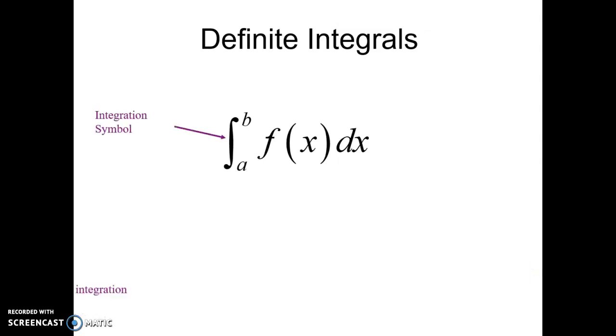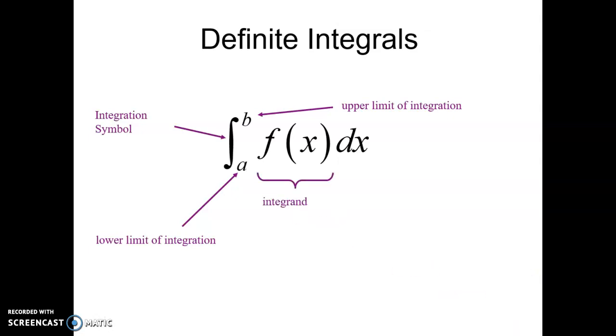this was our integration symbol. The lower number here stood for our lower limit of integration. Our upper number there stood for the upper limit of integration. The function that sits next to that squiggle, that sits next to that integration symbol, any function that sits next to that is called an integrand.